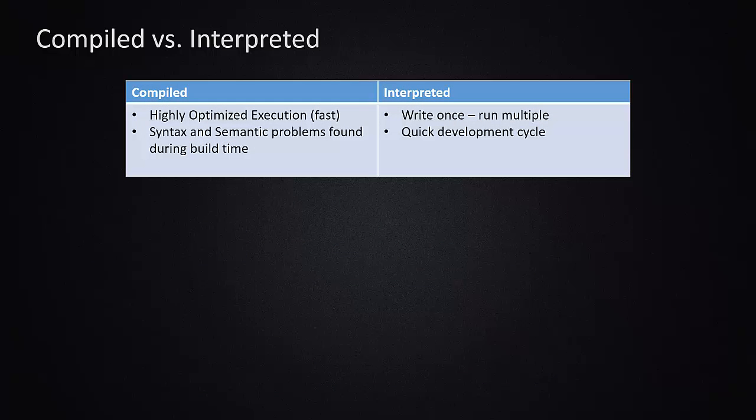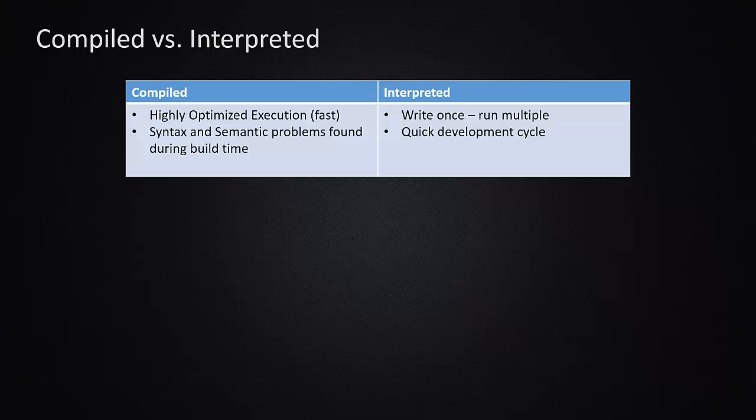So what are some of the advantages and disadvantages of compiled and interpreted models? Well, the compiled model has highly optimized execution. The end result code runs very quickly. The syntax and semantic problems are found during build time generally.